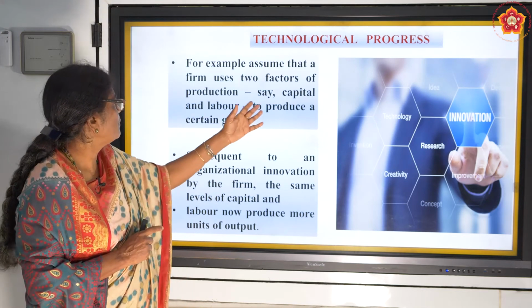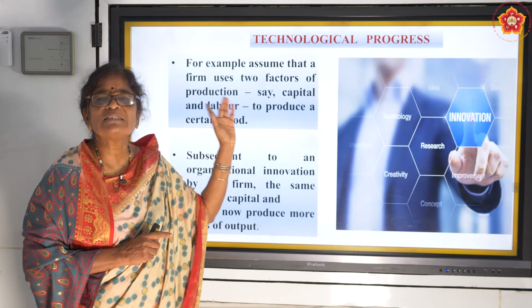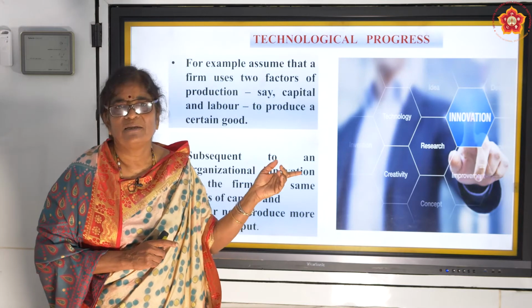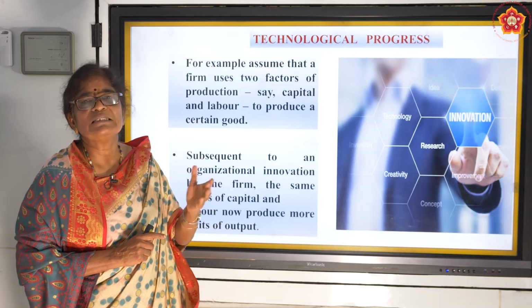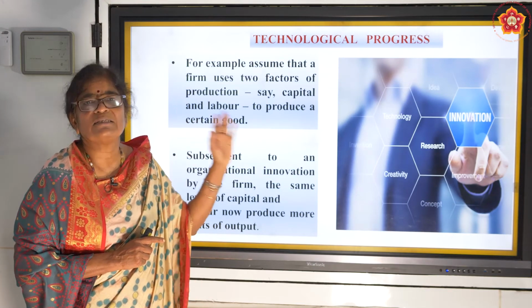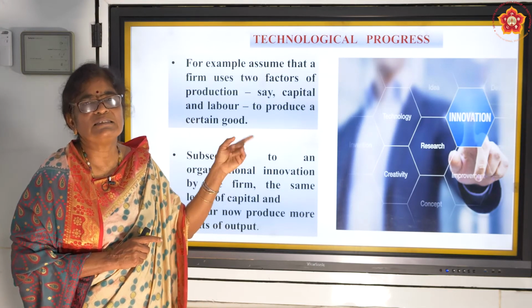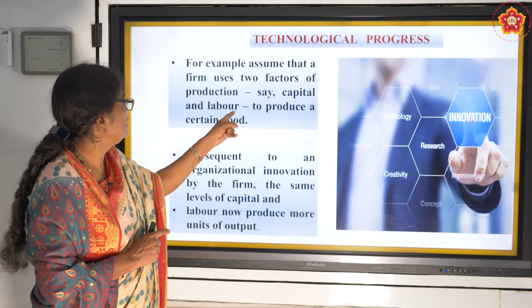Therefore, when you say capital and labor, all our chapters are linked together. Production efficiency, cost efficiency, consumer efficiency, everything is linked with each other. You should be able to connect with each chapter. Therefore, capital and labor is used.